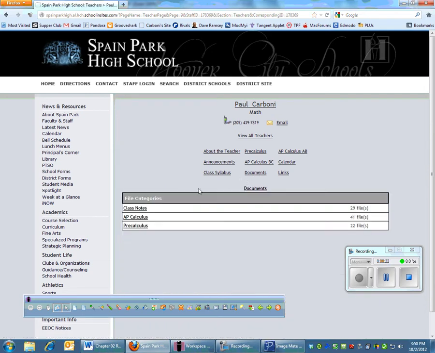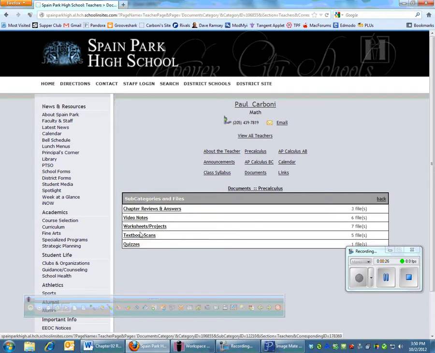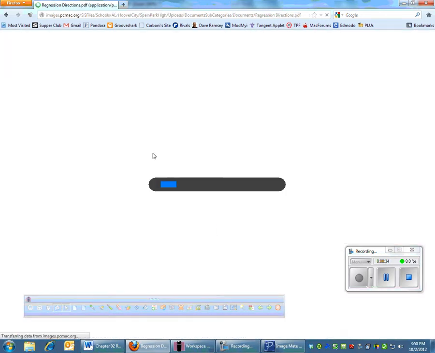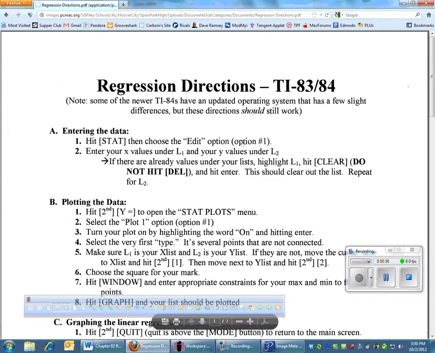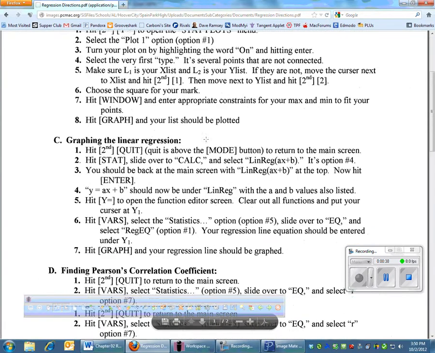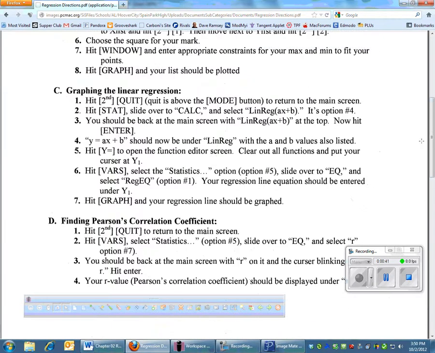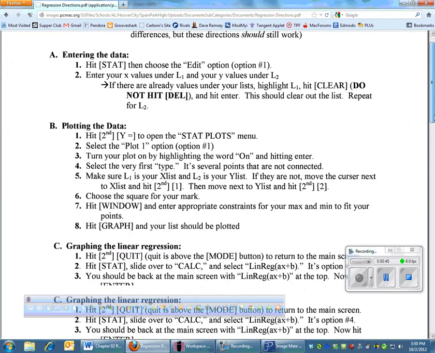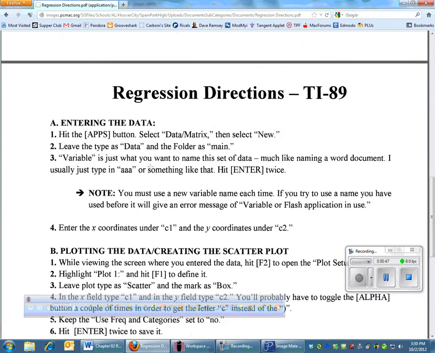directions for the regression. If you go to my webpage, click on Documents, go to Precal, and it was a worksheet, so we'll go to Worksheets, open that up, and the regression directions are right here. Regression directions, download that, and then just make sure that you look at the correct directions. I will give you a copy of this for the test. It'll be TI-83/84 on one side, and if you're using an 89, that's on the back of it.